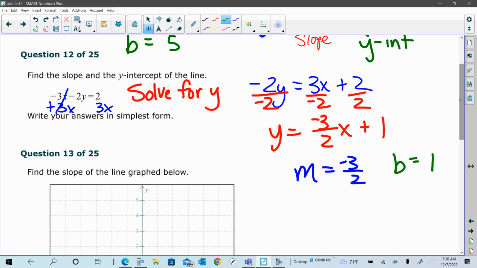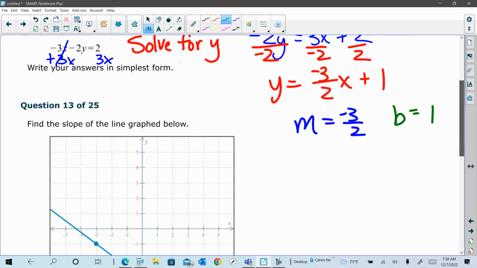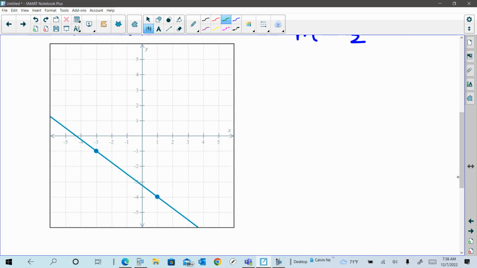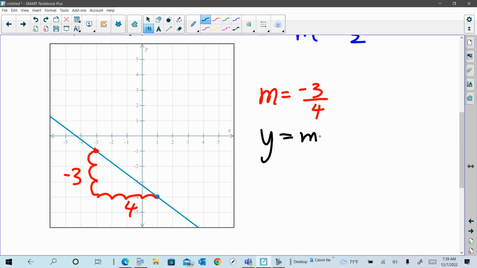They're going to ask you to find the slope of a graph below or write the equation of the graph below. Again, you can count your rise over run. If I start from this point, I would have to count down. Down 3 would be a -3, and then to the right 4. So this slope would be a -3/4. If they ask for the equation, that's when I put y equals mx plus b. I just need to find the b, which is the point where it crosses the y-axis.